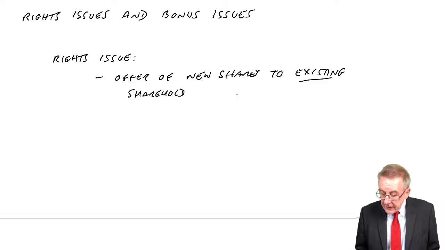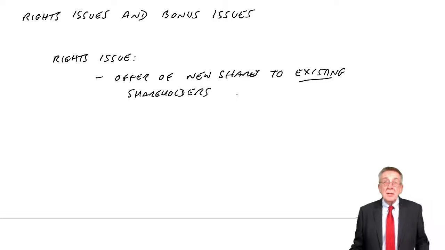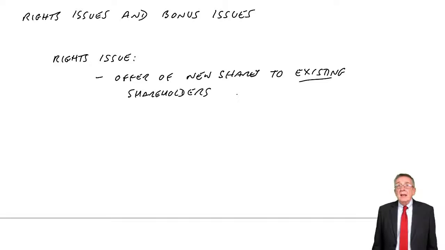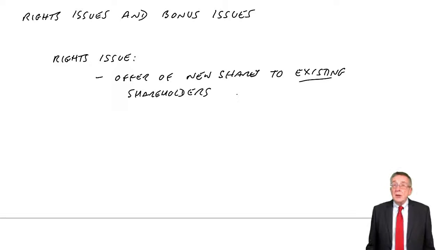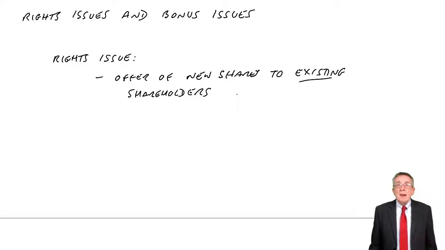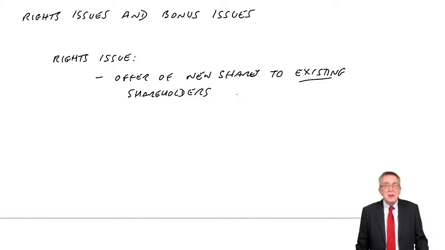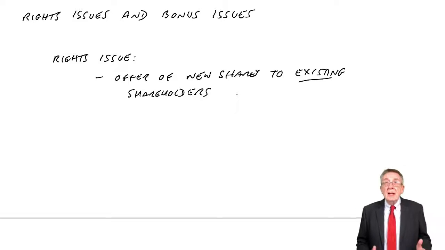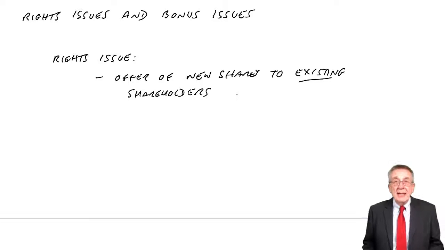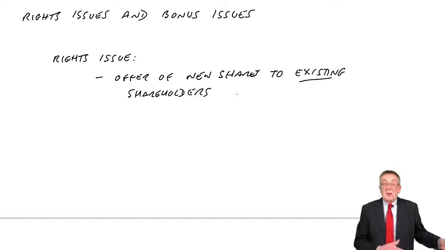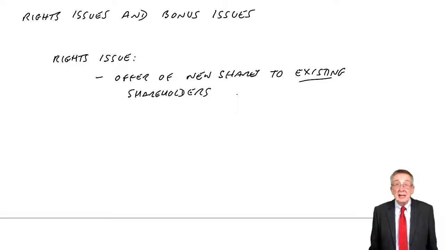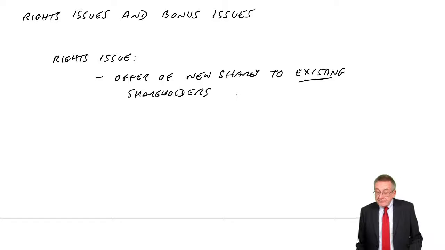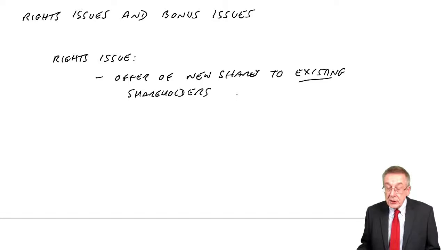So what happens is the current shareholders of the company get a letter asking them if they want to buy more shares. They don't have to buy them. In the exam, we always assume that it's what we call fully subscribed, that people do buy them. But you just get this letter saying, do you want to buy more shares? If you do, tick the box, send the money. If you don't, you can throw the letter away, or maybe you could sell it to somebody else. But I'm not worried about that. It's an offer of new shares to existing shareholders.